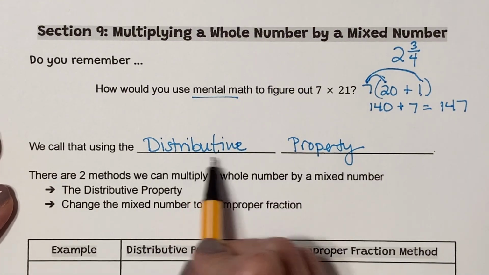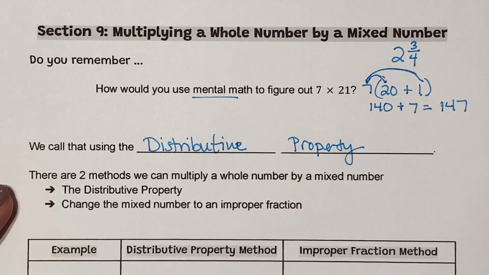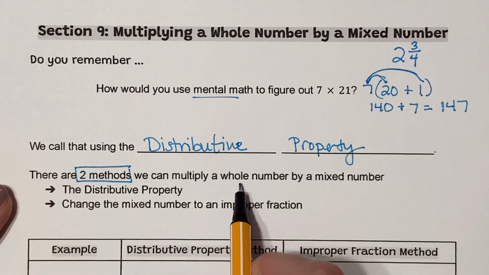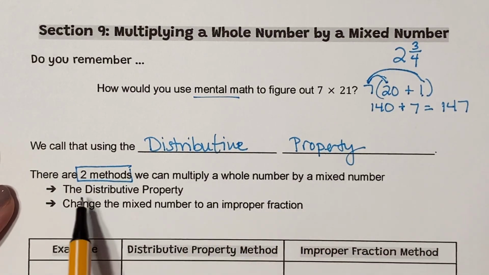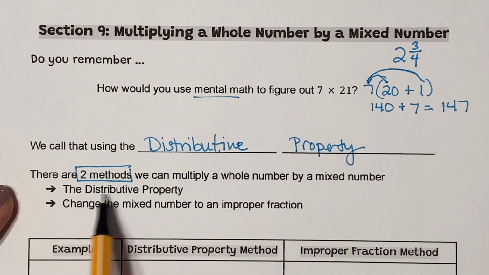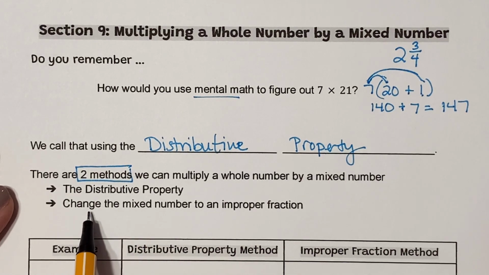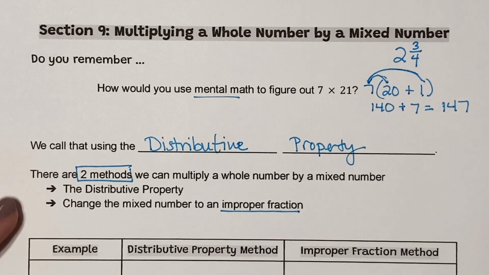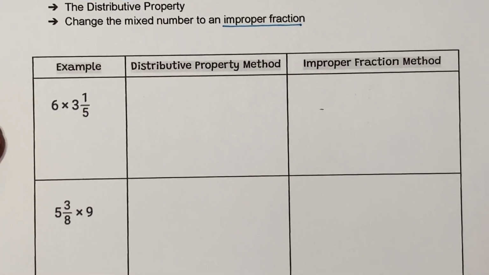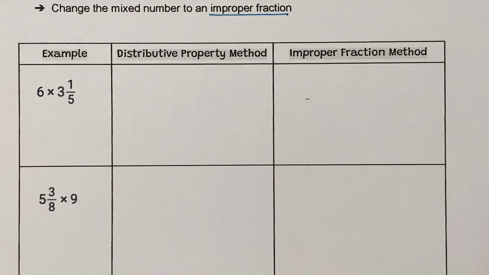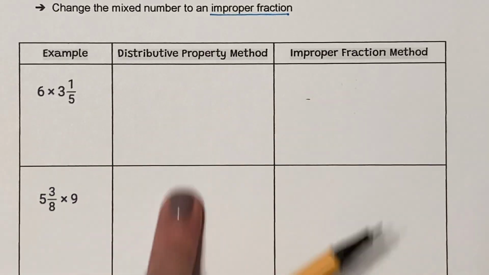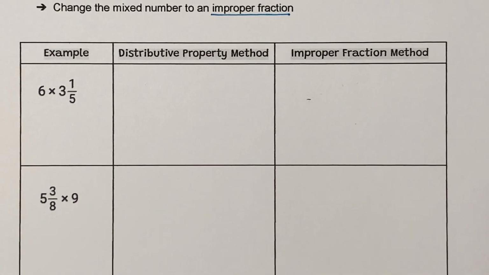So how are we going to use the distributive property with a whole number and a mixed number? Well, there are two methods that we are going to talk about when we're multiplying a whole number and a mixed number. The first method in this video is the distributive property. The second method, which we'll talk about in the next video, is when we change the mixed number to an improper fraction. We'll get to that one later. But first, let's talk about using the distributive property. We have a couple of examples here, and in this video, we're just going to do this column, practicing using the distributive property method. In the next video, we'll do the improper fraction method.